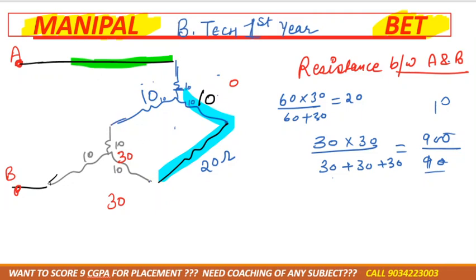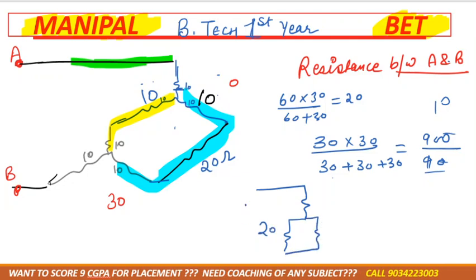Now as you can see, these all three are in series. Yes or no? Now these two 10 are in series. Yes or no? If I draw another, then this will be 20. This will be how much? 10 plus 20 plus 10, 40. The circuit looks like this.